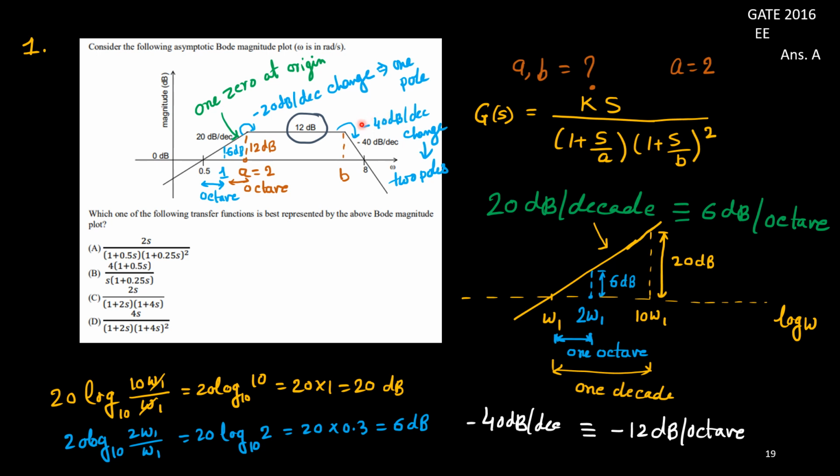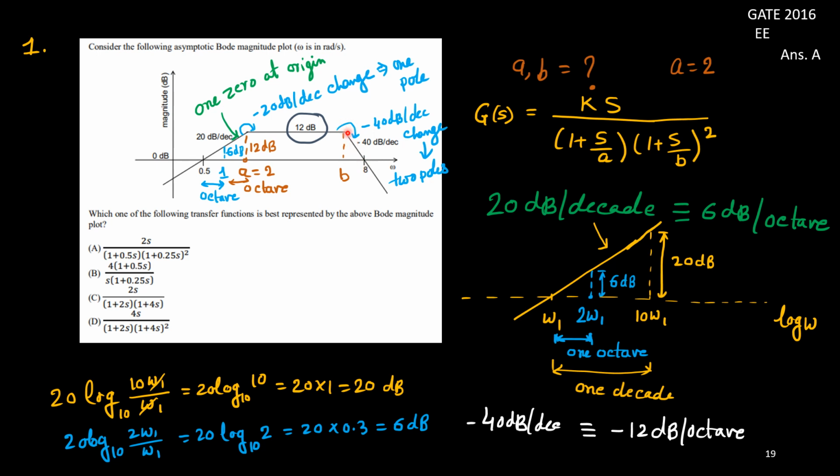Now you consider that minus 40 dB per decade. This minus 40 dB per decade is same as 2 times of 6 dB. This should be minus 12 dB per octave, because plus 20 dB per decade is same as 6 dB per octave. Thus it is minus 40 dB per decade, 2 times here, 2 times here. It's minus 12 dB per octave. Meaning is that the magnitude is falling by 12 dB in 1 octave.